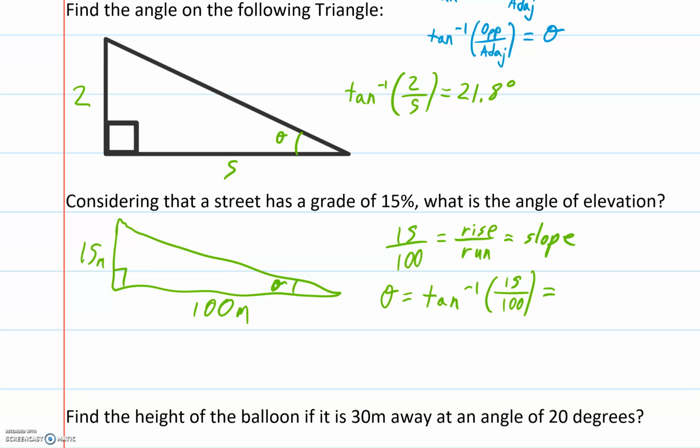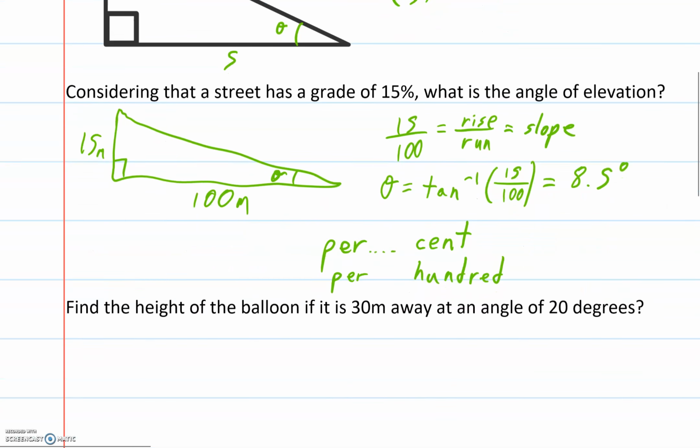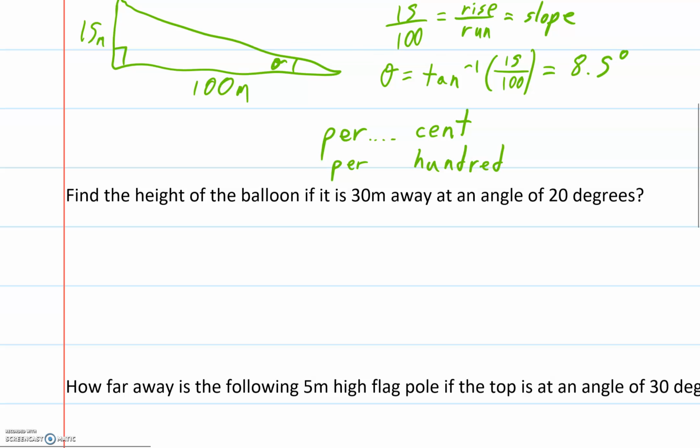15 divided by 100 inside of there, and we have an angle of 8.5 degrees. All right, so whenever it says percent, it just means it's out of 100. Percent, per 100. That is what it's telling you. Cent is like a cent when we're talking about dollars. It's 100, right?